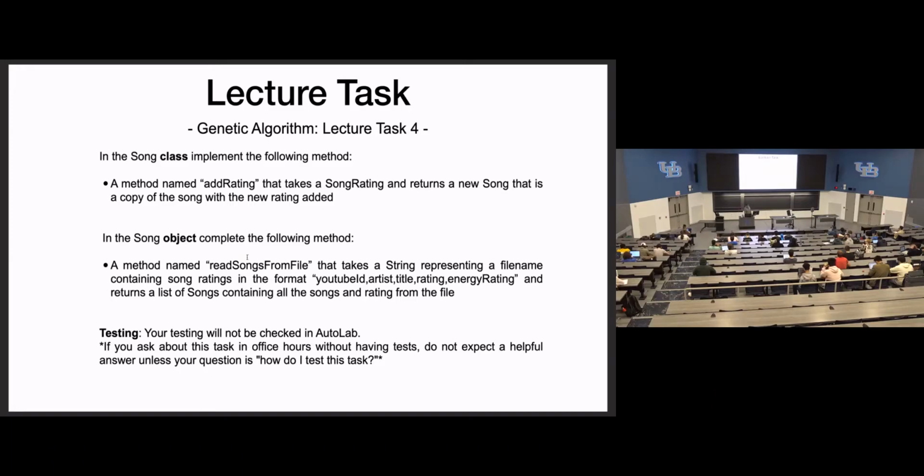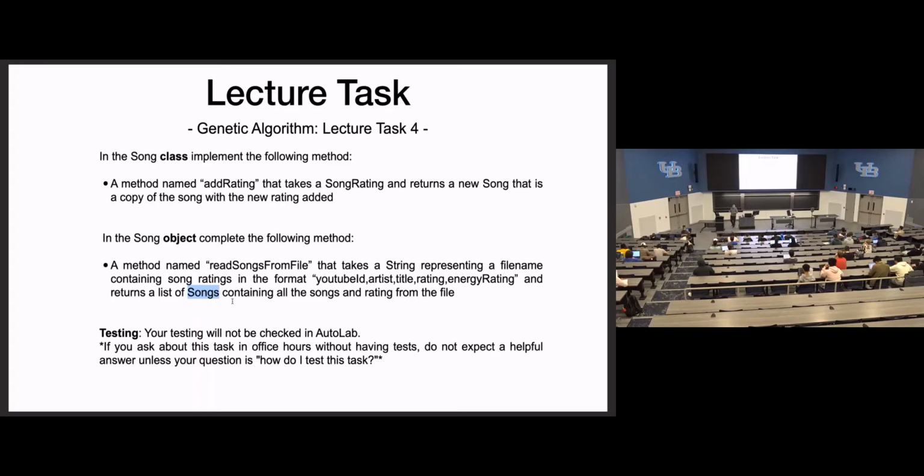And then the next one, this is the bulk of, I shouldn't say the bulk, but the most difficult part, in my opinion, of the lecture tasks of genetic algorithm, this read songs from file. So there's a file full of songs. It's a CSV file in this format. YouTube ID, artist, title, rating, energy rating. And the song class has state variables for all of these values. Of course, they're all vals, they can't change because song is an immutable class. And you need to read all the songs of this file one line at a time and return a data structure, a list of all of the songs containing all of the information in this file.